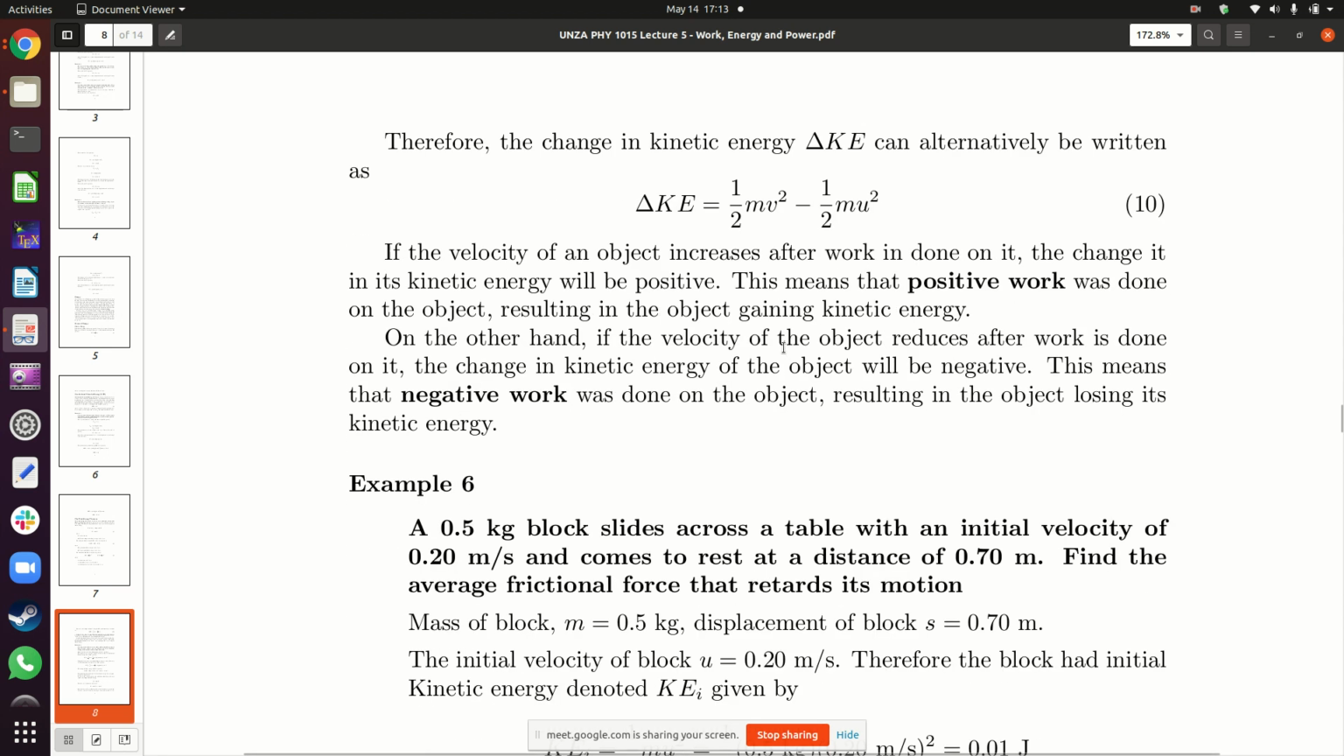If, of course, the final kinetic energy is greater than the initial kinetic energy, then the change in kinetic energy is going to be positive. If the change in kinetic energy is positive, it means that energy was added to this particular object, that it received energy. That means that the work done was positive. The work done resulted in a transfer of energy from the object which was performing the work to the object on which the work was done.